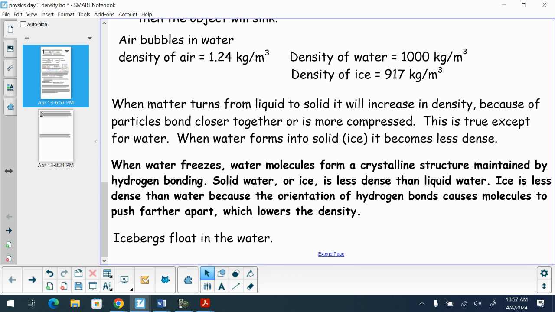When matter turns from liquid to solid, it will increase in density because you pack it down, because the particles bond closer together, it is more compressed. This is true for everything except water. When water forms into ice, or solid, it becomes less dense. So ice will float because we lose density.